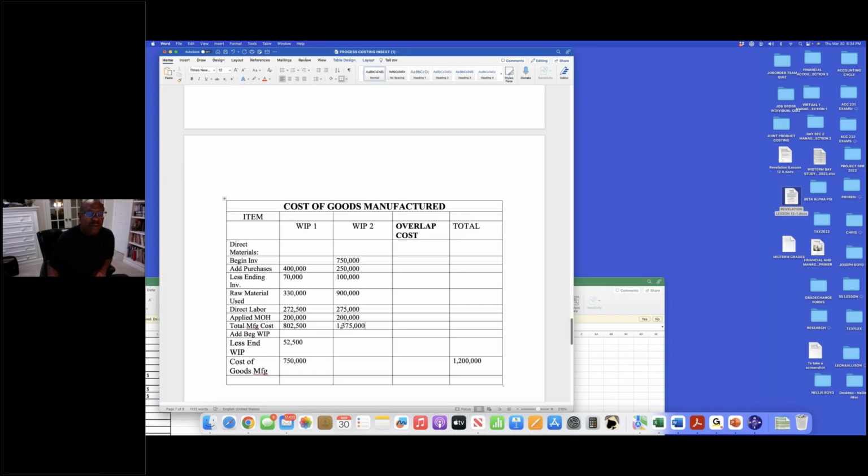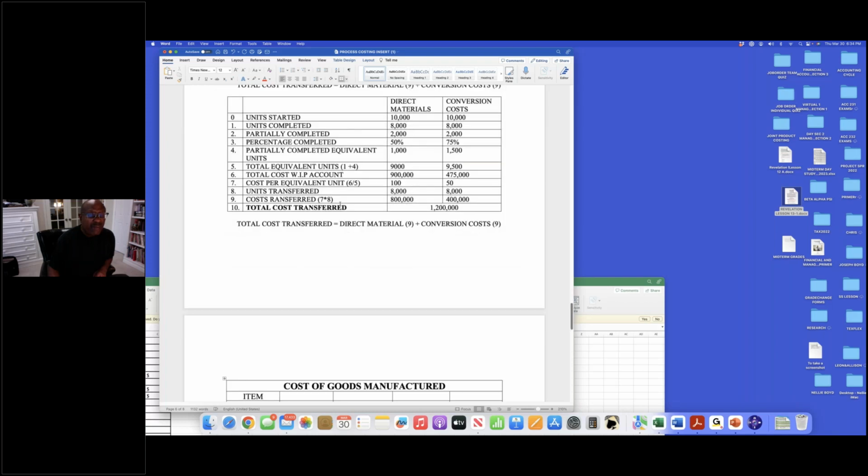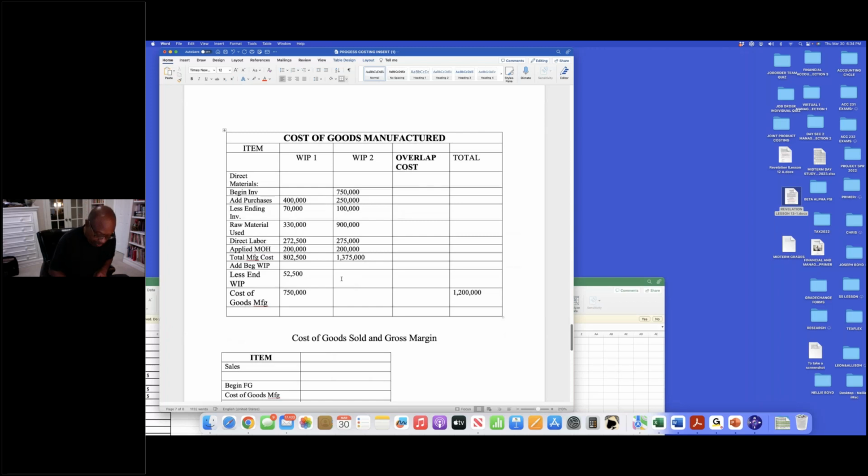And we had left over what? 175. We had left over 175,000. And so that means that what? 1,200,000 was transferred out, correct? Is that right? Correct. 1,375 minus 175. Okay. Now when I add these numbers together, I don't get 1,200,000, right? No.